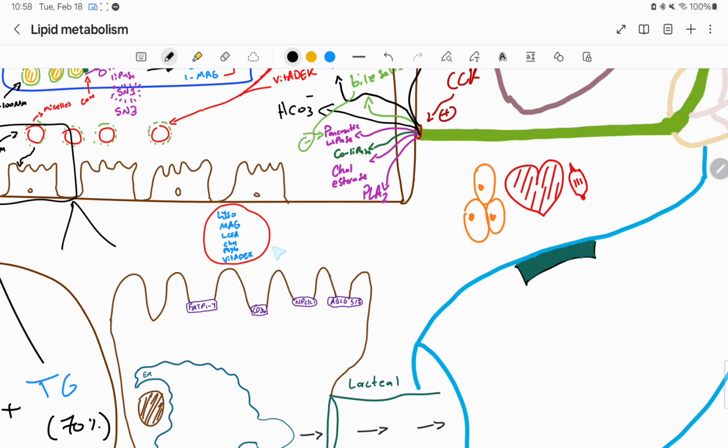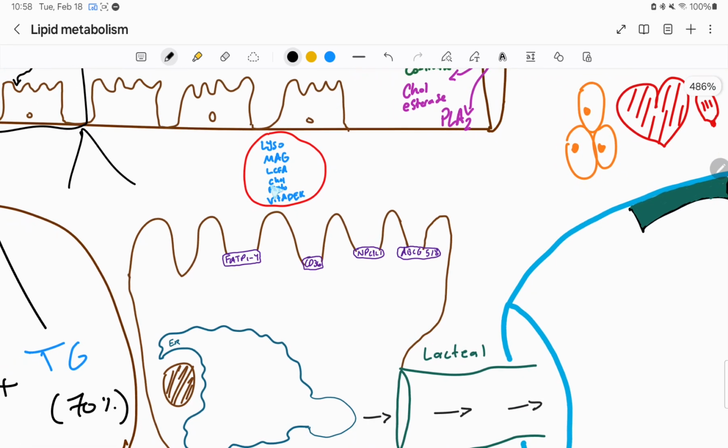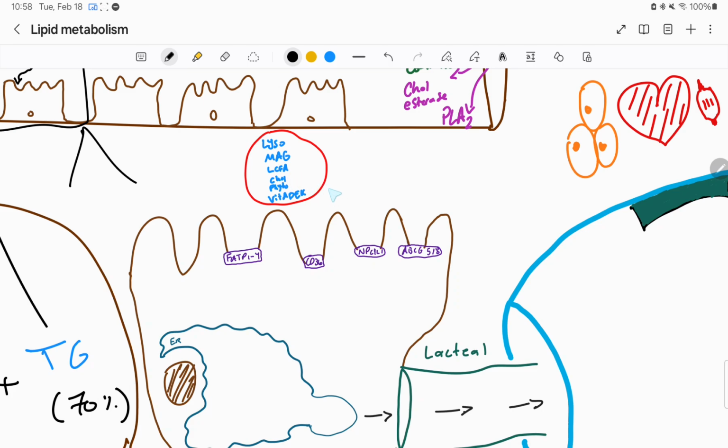Okay, so one more time, as the micelle gets close here to the actual enterocyte, the brush border, the bile salt says, I'm out, right? So you don't see any green around it. And the bile salt was actually stabilizing this guy, okay? And without the bile salt, what ends up happening is this: all the contents of this guy will start to dissipate. They will start going out and getting absorbed at the level of this enterocyte here.